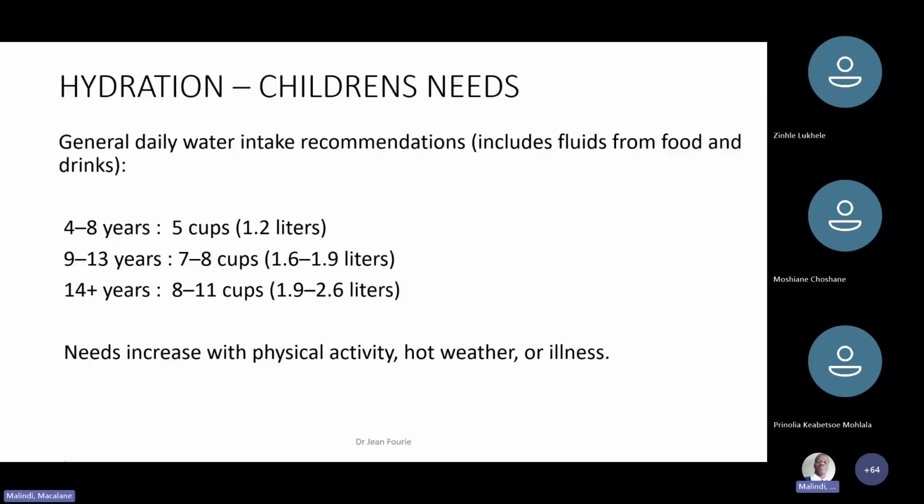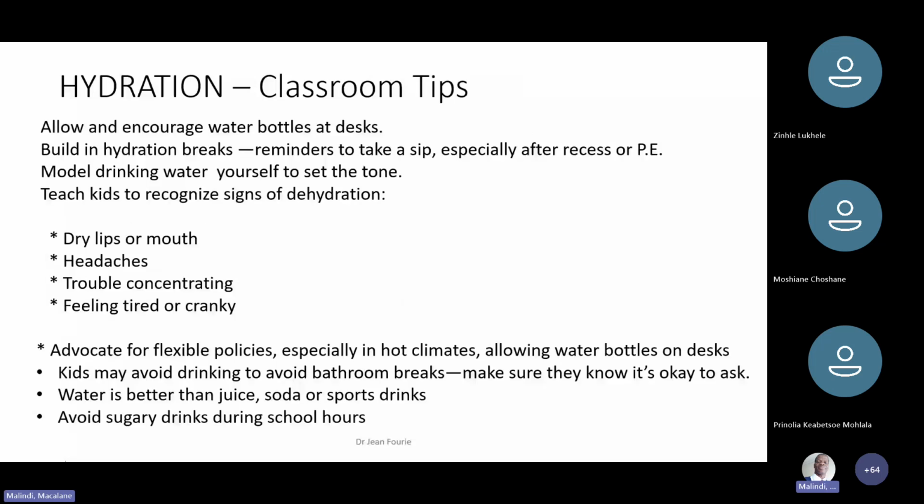And if children are ill, sometimes they will get fevers, and so there might be a need for an increase in hydration needs in those cases. What can we do in the classroom? We can encourage children to bring water bottles to school. We can ensure that there are hydration breaks, reminding children to take a sip of their water, especially after they have had a break or a PE session where they've done lots of activity. And so this encourages and reminds children to drink their water.